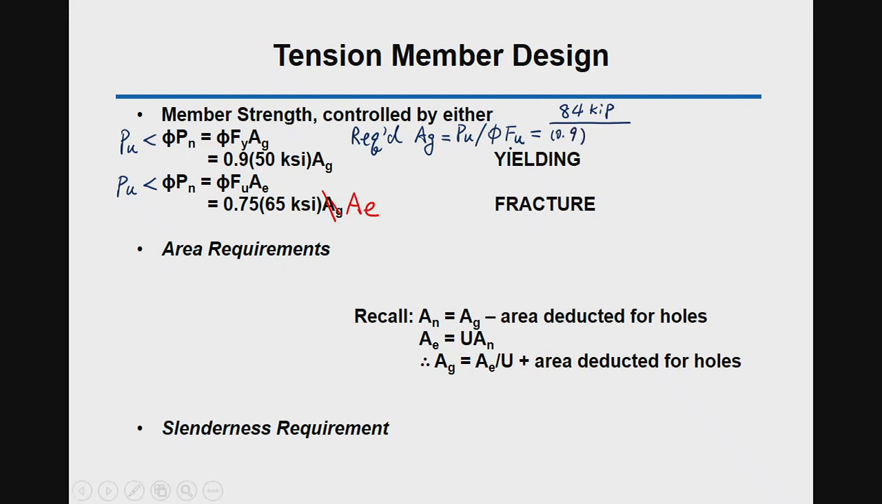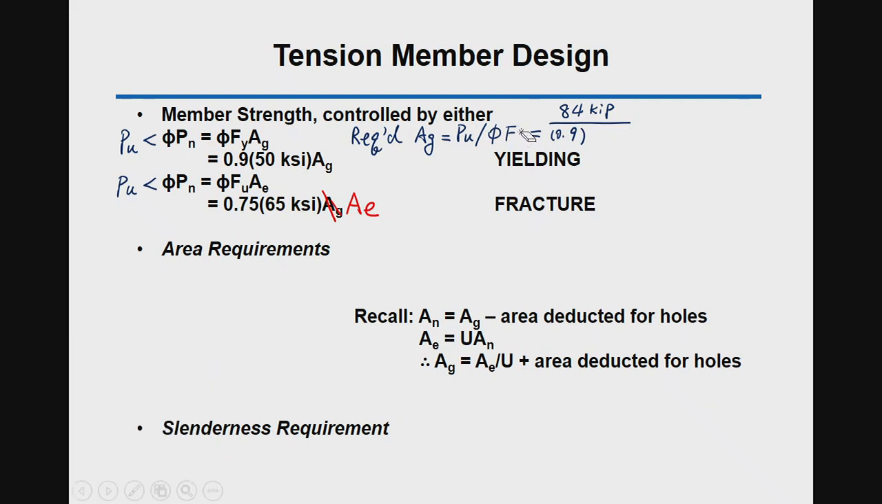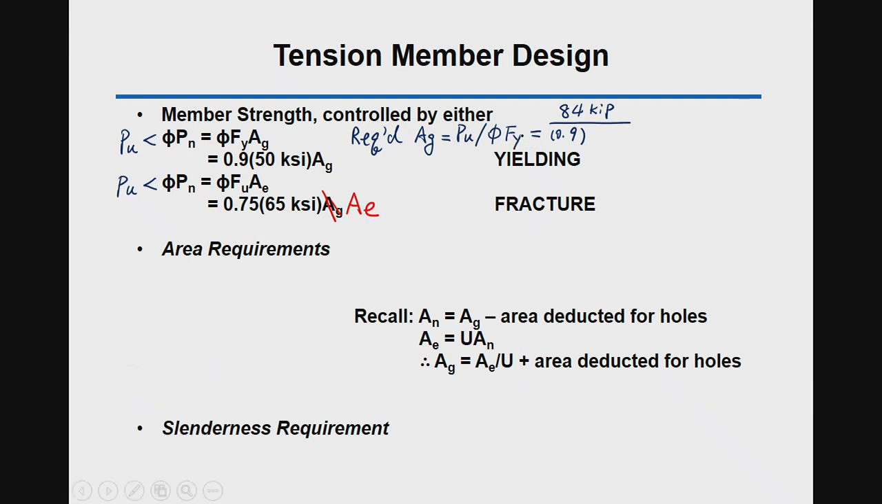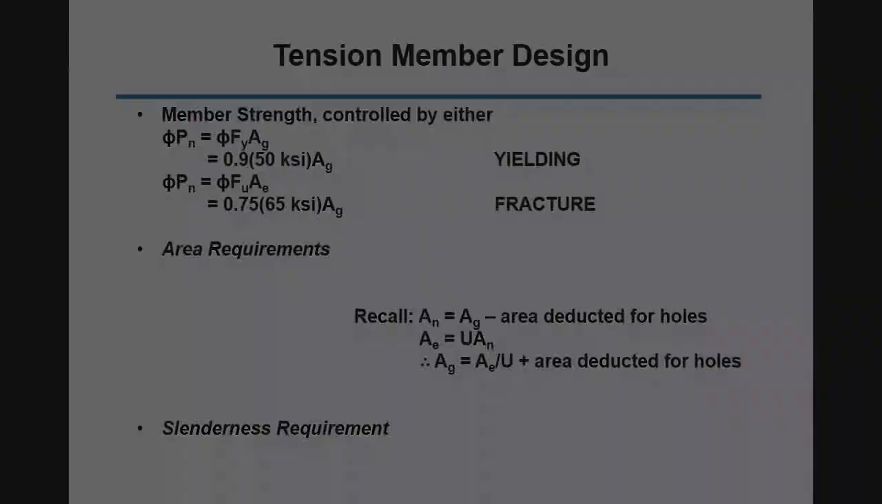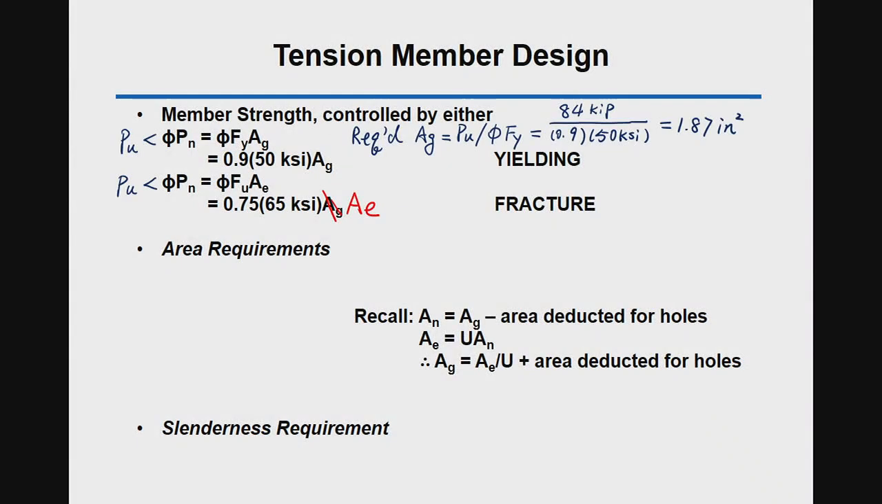Oh, for yielding, we should use Fy. So that's 0.9 times 50 ksi, which equals 1.87 square inches. Okay, so that's based on yielding. And then let's look at the required AG for fracture.